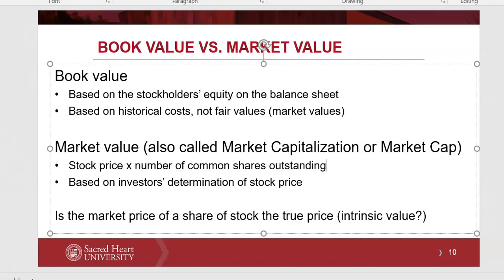And it's based on investors' determination or expectation of stock price. The question is, the market price of a share of stock, is that the true price? What is the true price? Well, if we could ask a god, the all-knowing, somebody who has all the information, what the market price should be, we would call that the intrinsic value, the correct price if we had all the information, and of course nobody does. So we don't know for sure that the market price is a proper measure of the value of a company, but oftentimes as we go through our analysis, we're going to make the assumption that in many cases it is.